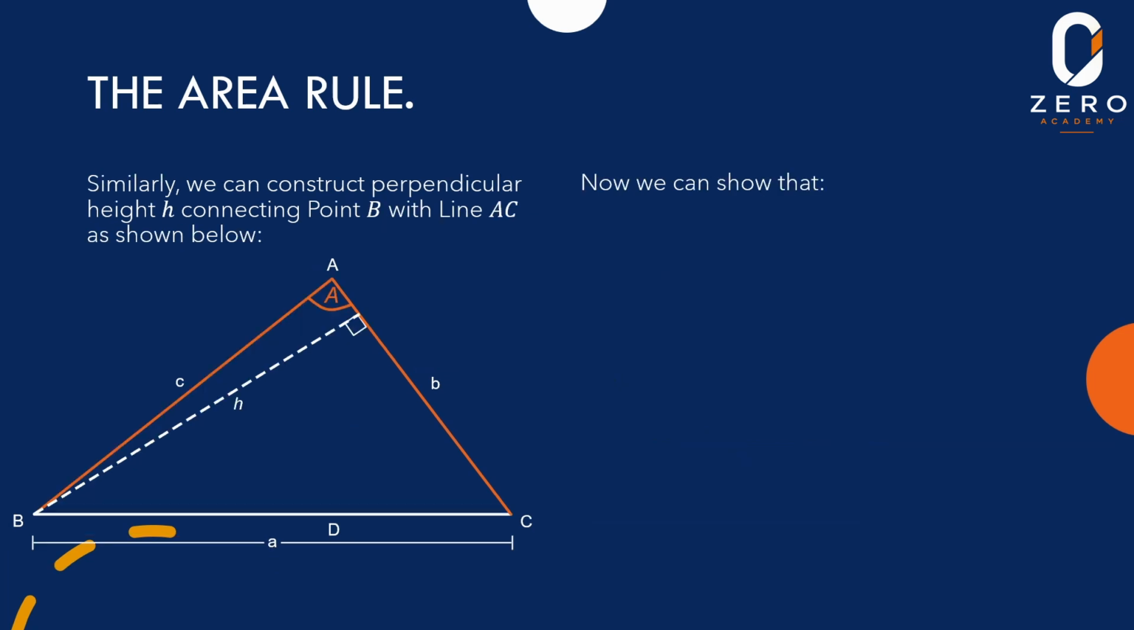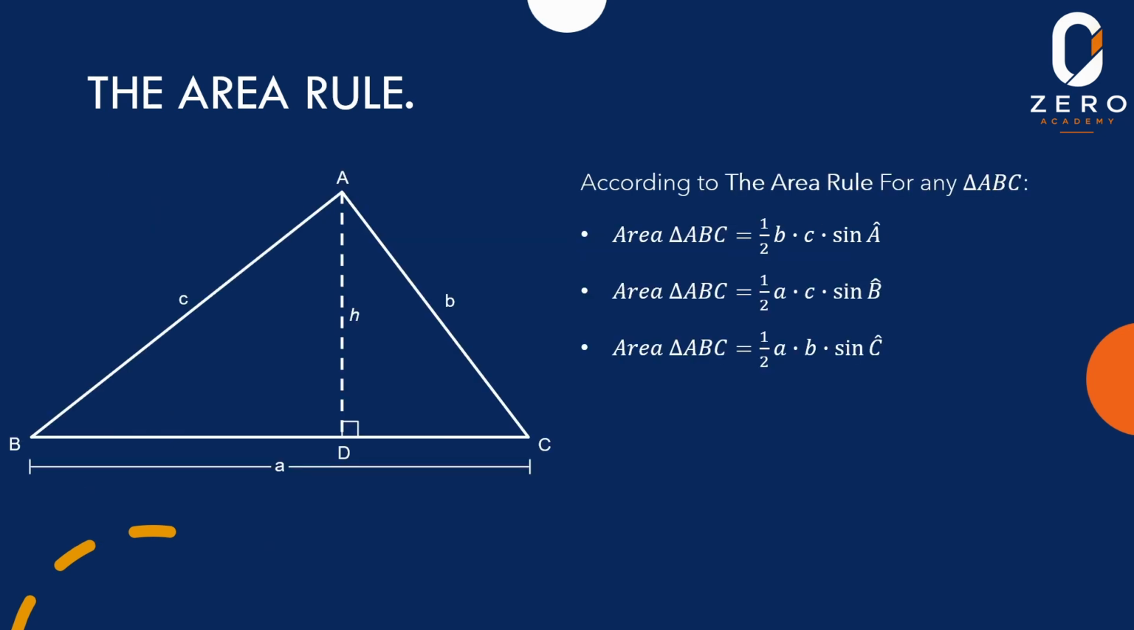And similarly, we can construct perpendicular height h connecting point B with line AC as shown below. And we know that area of triangle ABC is equal to 1 over 2 bc sine of A in this particular example. And hence, the area rule states that for any triangle ABC, area of triangle ABC is equal to 1 over 2 bc sine of A, or 1 over 2 ac sine B, or 1 over 2 ab sine of angle C. And again, if you observe those three formulas, you're going to see that we are dealing with two sides of a triangle and an angle in between them.